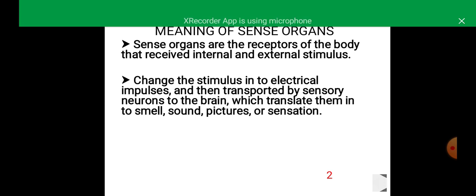Meaning of sense organs. Sense organs are the receptors of the body that receive internal and external stimulus. When we say internal, we mean something inside, external, something physical outside. When we say stimulus, it is anything that causes you to respond or to react. Anything that evokes a response, that triggers a response to happen, is called a stimulus.